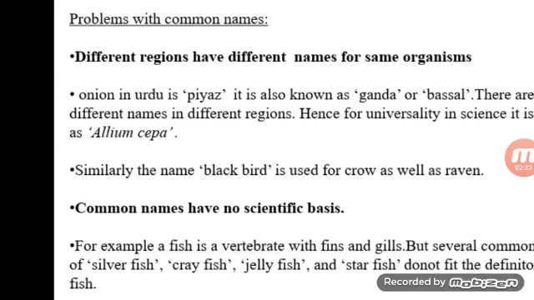Allium cepa. If different regions have different names, then recognizing and identifying the organism is quite difficult. For this reason, we gave scientific names, which are commonly known and commonly identified. Like the onion, its common name differs, but its scientific name universally is Allium cepa.